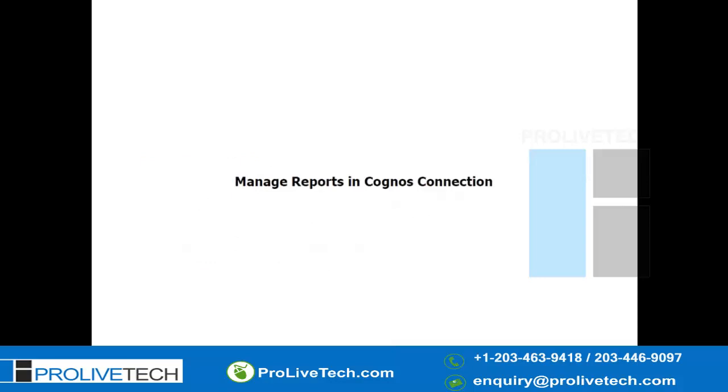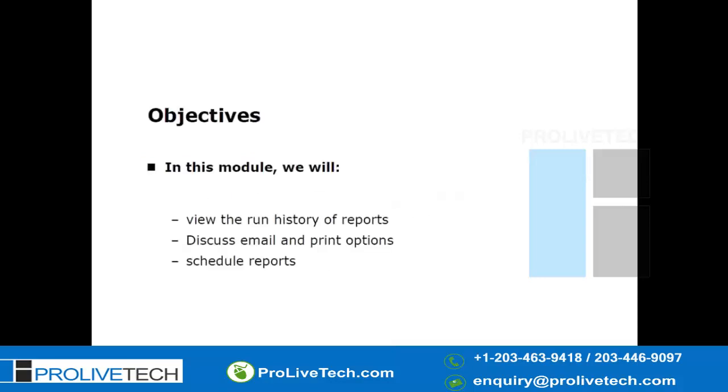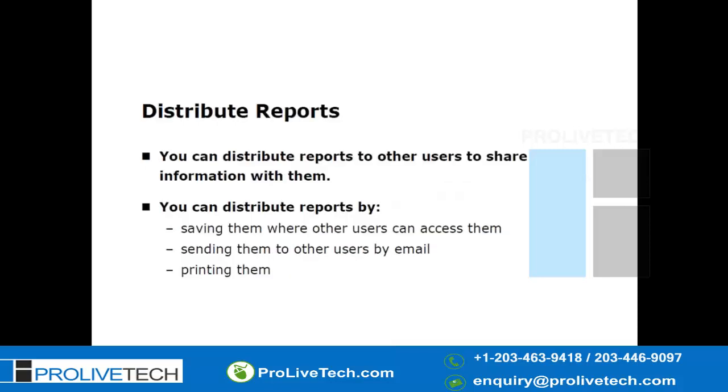Now manage reports. Again, it will be the same kind of options: view the run history and discuss email and print options, schedule reports. We have already discussed, but now it will have the screenshots. You can distribute reports to other users to share information with them. You can distribute reports by saving them where other users can access them, and sending them to other users by email or printing them. These are the distribution channels.